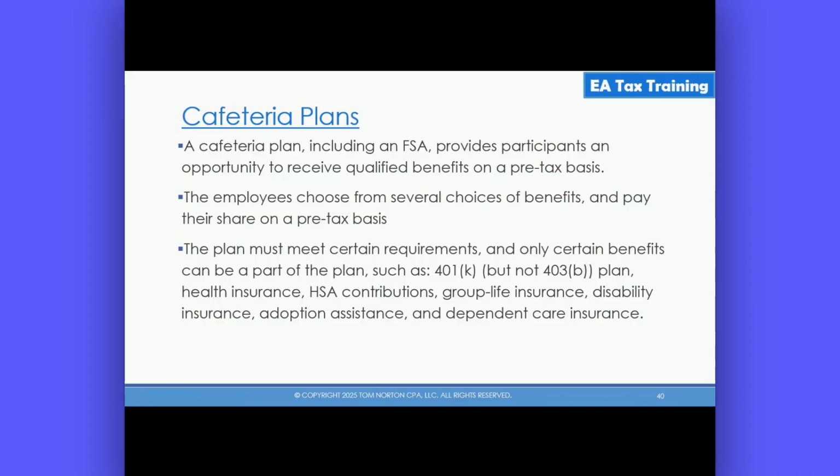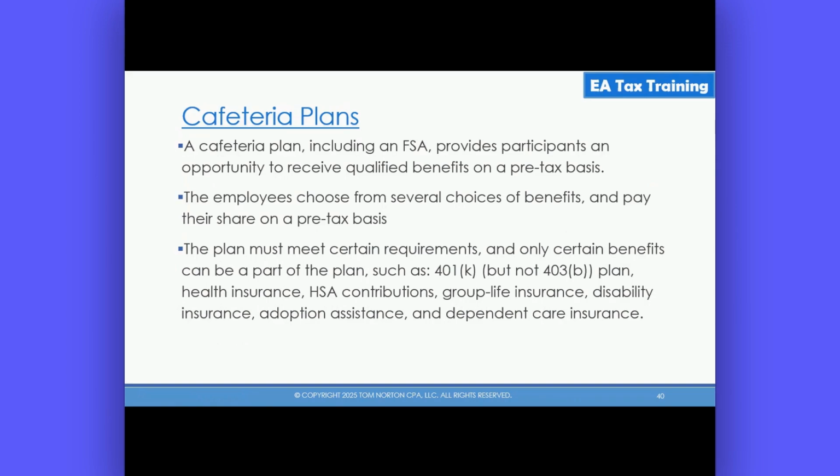Cafeteria plans. So a cafeteria plan, including a flexible spending account, provides participants an opportunity to receive qualified benefits on a pre-tax basis. The employees choose from several choices of benefits and pay their share on a pre-tax basis. So what this is, you'll have companies that say, we've got a whole list of different benefits that you can get. If you need health insurance, you can get health insurance. If you need dental, you can get dental. If you need a flexible spending account, you can get that. If you want life insurance, you can get that, et cetera, and so forth.